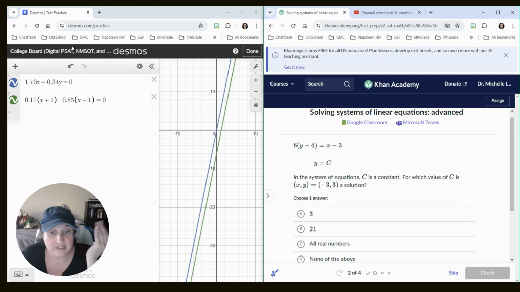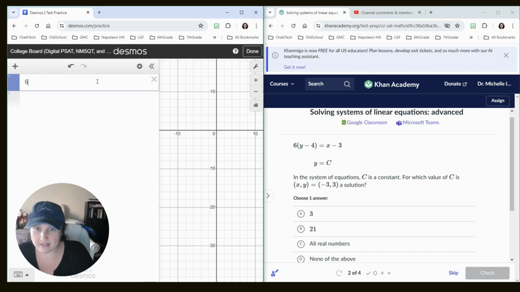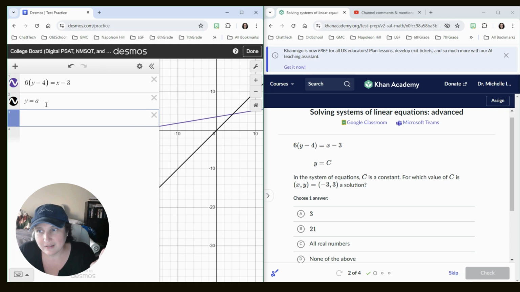Here it wants us to have C as a constant, and it wants us to have the point negative 3, 3. So I'm going to type in 6 times y minus 4. And you might have different questions than I do, but these techniques will work the same way. Then I'm going to type in y equals c. Now, when I do that, it doesn't know what to do. So instead of typing C, I'm going to type in the letter A because I really need, oh, it won't let me have a slider.